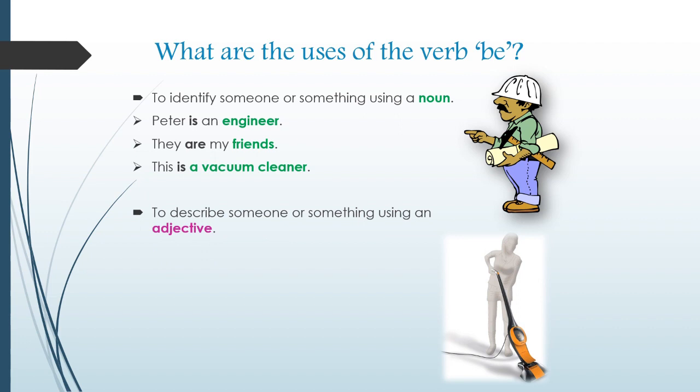Another use for the verb be is to describe someone or something using an adjective. For example, Peter is smart. They are tall. Smart and tall are adjectives, and they come after the verb be, as you can see in these examples. We have is and we have are. So whenever you want to describe something or someone, you need to use the verb be. The last example, the desk is big. We are describing the desk with the adjective big.